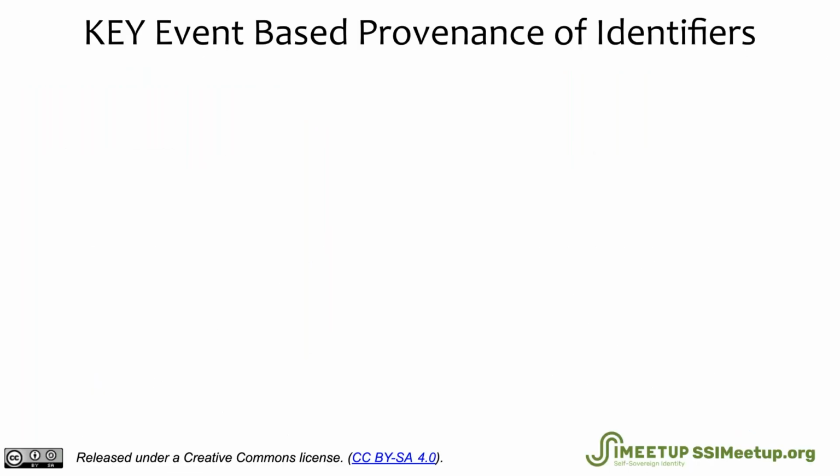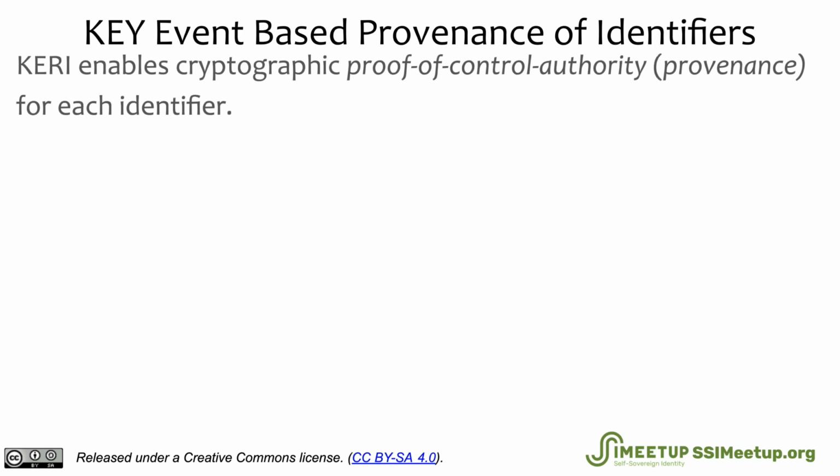So let's think about what that means. KERI enables a cryptographic proof of control authority, provenance, for each identifier. The provenance comes from the log.